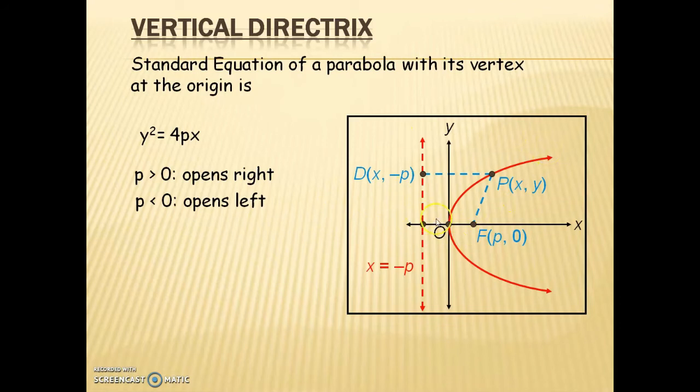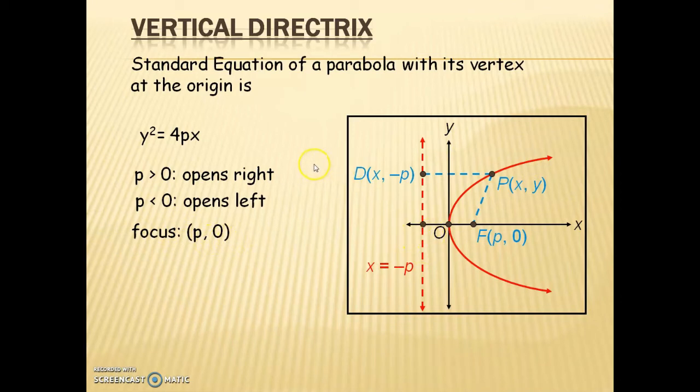So from this graph, the parabola opens to the right and the value of p here is positive. If the value of p from the focus is positive, it opens to the right. But if our parabola opens to the left, our focus is located, instead of (p, 0), at (-p, 0). But in this graph, our focus is (p, 0).